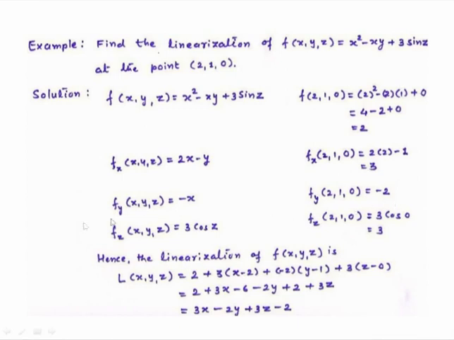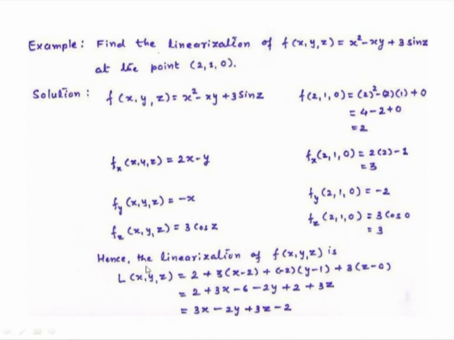Similarly, we can find the partial derivative of f with respect to z. This is 0, this is 0, and the partial derivative of sine z is cos z, into 3 which remains as it is, so 3 cos z. Now we have to substitute 2, 1 and 0 for x, y and z respectively. So fz at 2, 1, 0 is 3 cos 0, which is 3.